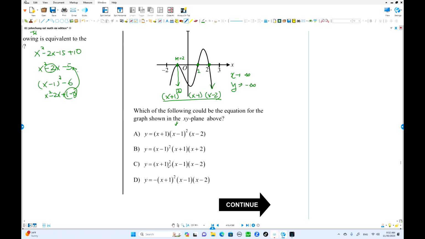We have two choices over here. This one is not working. These two are working. But when x goes to infinity, y goes to negative infinity. Which one? Only choice D, right? X cubed is the leading term. When x goes to infinity and you put in a negative number, y goes to negative infinity. Okay, choice D is the answer. Okay, so we have to check the end of a graph.